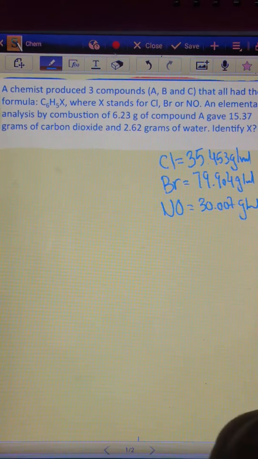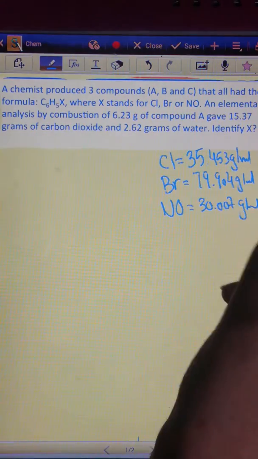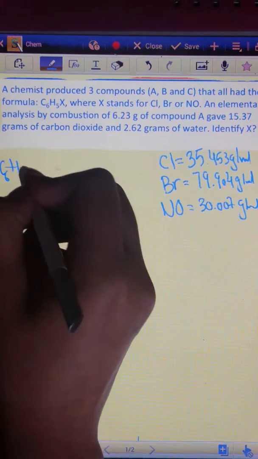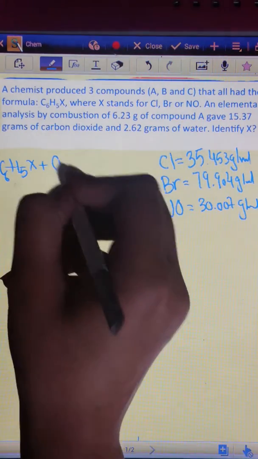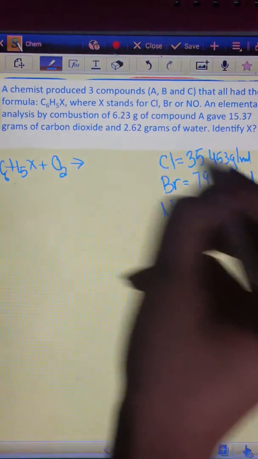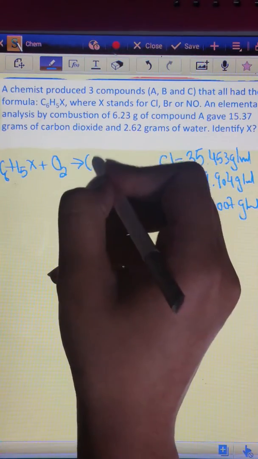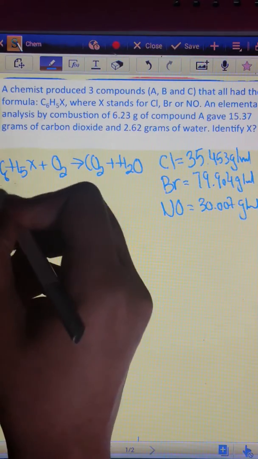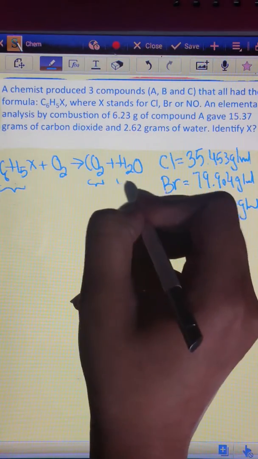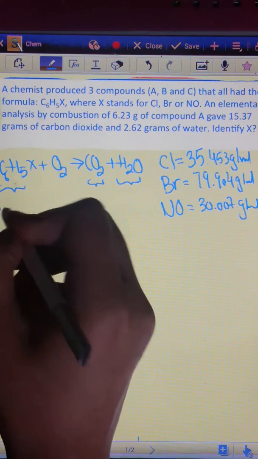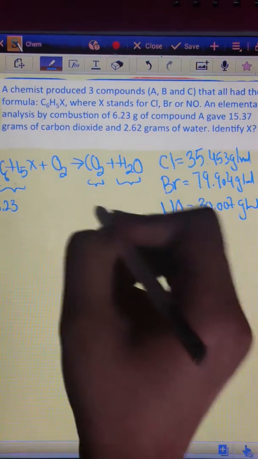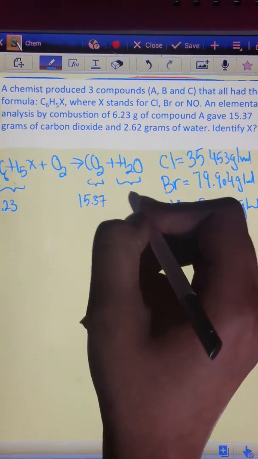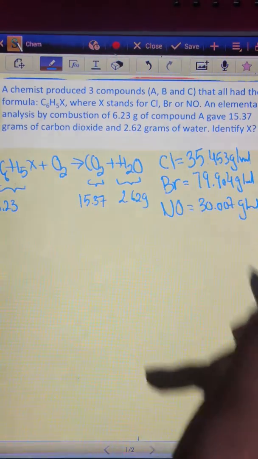Okay, next thing we do is set up the chemical equation as best as we know it from the information given. So C6H5X, and it being a combustion reaction, of course O2 is involved, and being a hydrocarbon, it gives us carbon dioxide and H2O. Their masses are given, and let's write those masses down so that we can utilize them: 37 grams of CO2 and 2.62 grams of H2O.